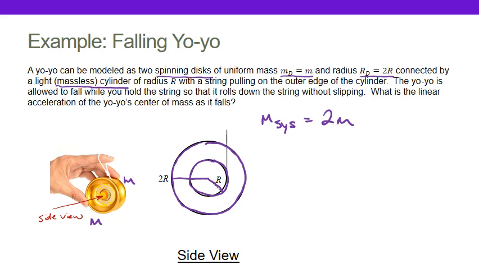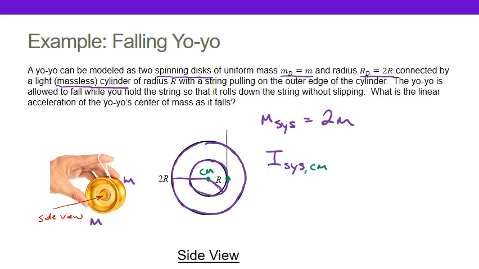Of course, we're also going to need to know what the moment of inertia of our system is, and that's going to depend on which point we pick to calculate our torque about. Now, there are 2 points we could logically choose. We could choose the point where the string attaches, or we could choose the center of mass. In either case, we're going to have to know what the moment of inertia about the center of mass is, so let's go ahead and calculate that right now.